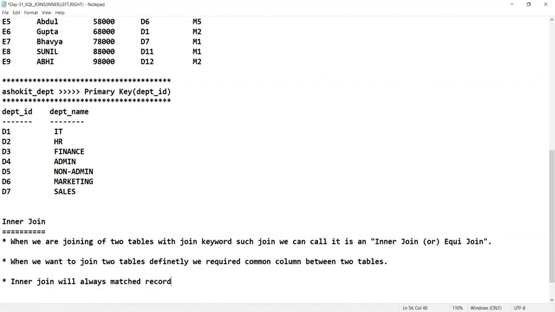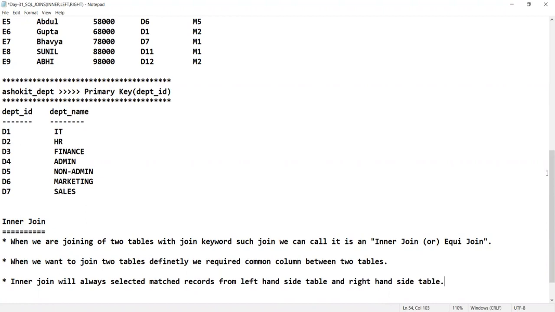Matched records from the left hand side table, and the inner join always selects what? The matched records. Always selects matched records from the left hand side table and then the right hand side table, sir. Right or not? Inner join always selects the matched records from the left hand side table and the right hand side table, sir.